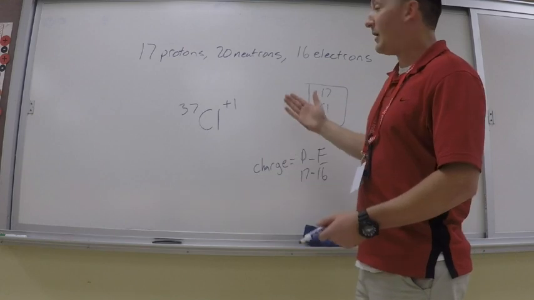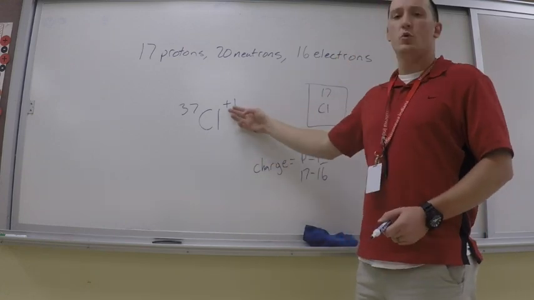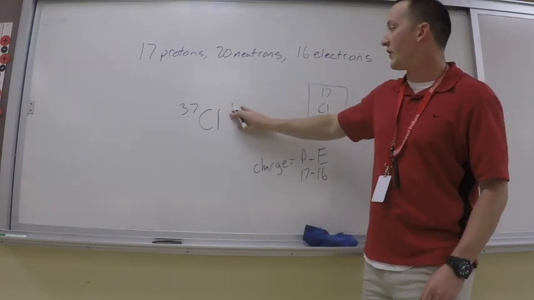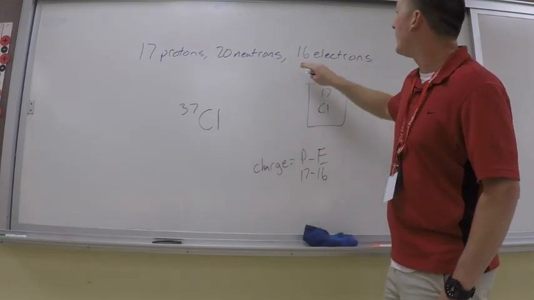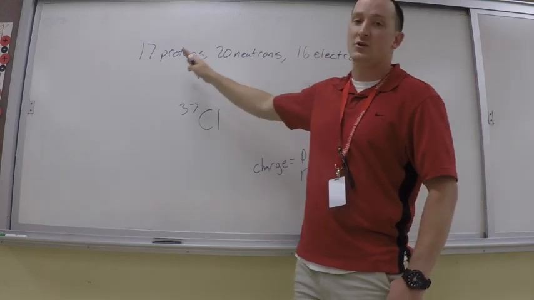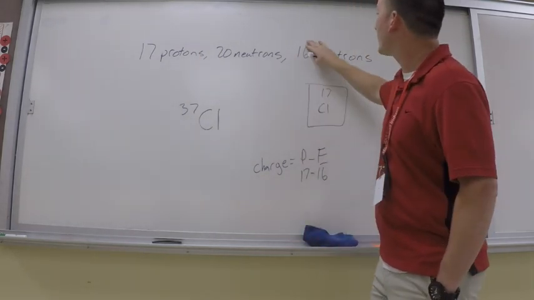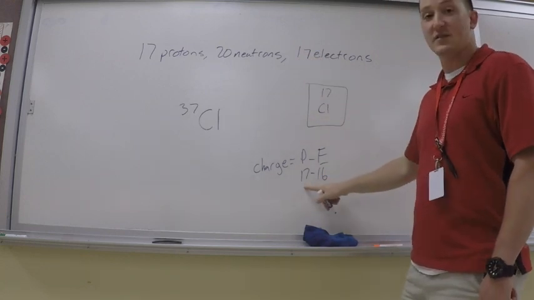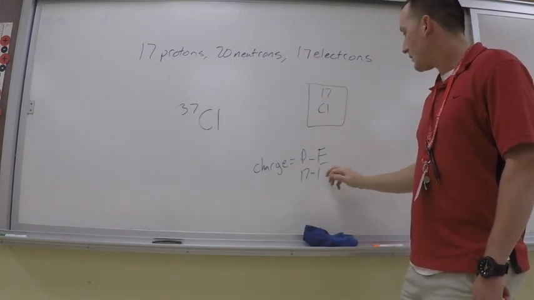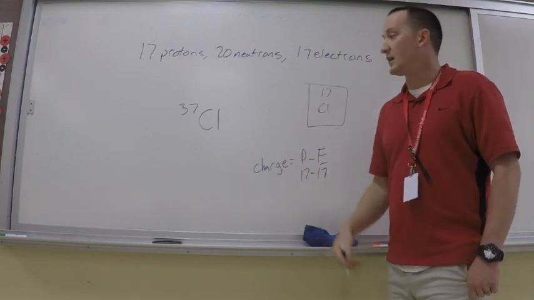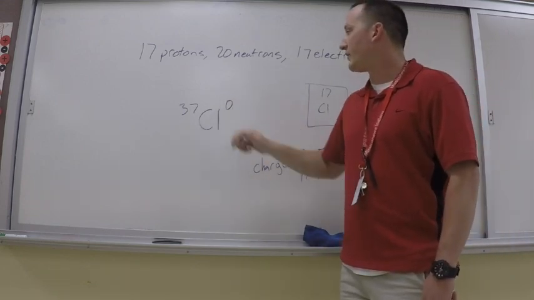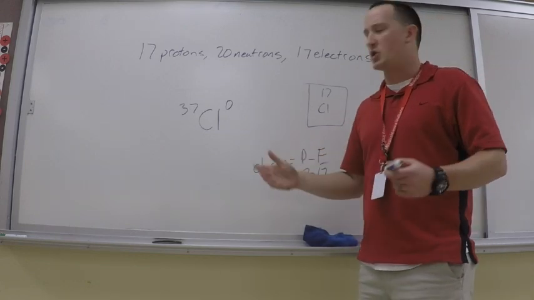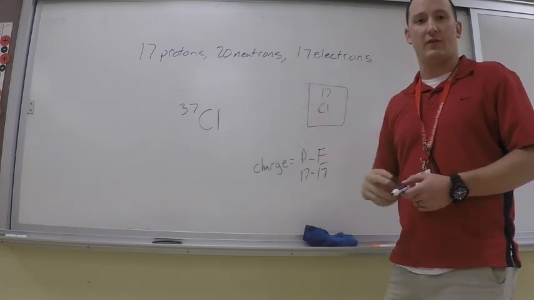Now, again, what if there's no charge on this? How I would actually write it is like this. I would just have nothing there. But in order for that to happen, I would need to have the same number of electrons as I do protons. So this would need to be 17 electrons, and then we'd have 17 minus 17 gives me 0. Now, I could write a 0 here, but we don't do that in isotope symbols. If there's no charge, we just leave that 0 off, so it would look like that.